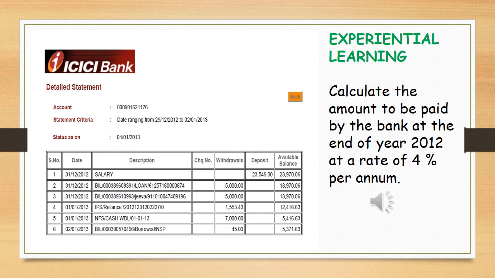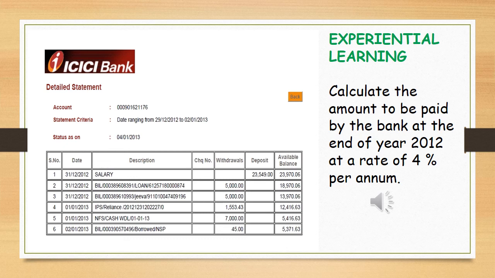Here is one experiential learning for you. The slide shows the bank statement of a person, and you have to calculate the amount to be paid by the bank at the end of the year 2012 at a rate of 4% per annum. Let us see the columns given in the bank statement. First one is serial number, second one is date when the transaction took place, third one is description, the fourth one is check number, fifth withdrawal of money, sixth one is deposit. The last one is available balance.